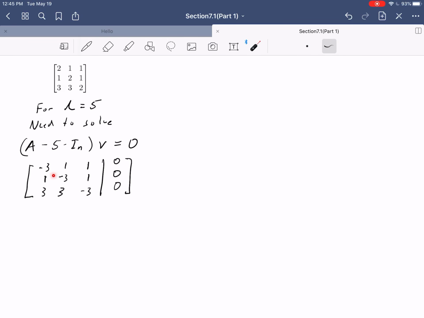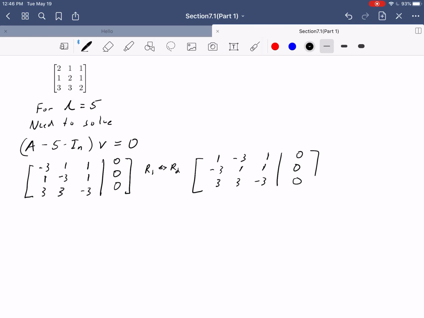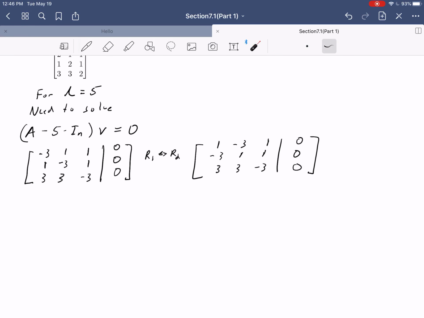All right, once again, maybe it's easier to pop that guy up top. So we'll interchange R1 and R2 to begin with. So we'll get 1, minus 3, 1, and then 0. And then minus 3, 1, 1, 0. And then 3, 3, minus 3, 0. Now we can use this guy to clear out the stuff below. So R2 will be R2 plus 3R1, and R3 will be R3 minus 3R1.